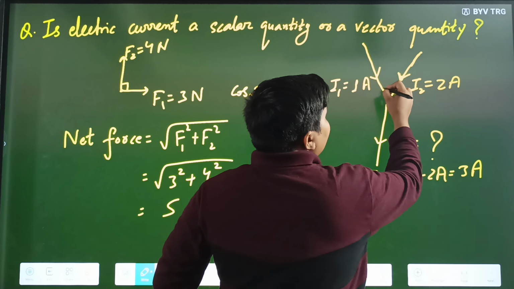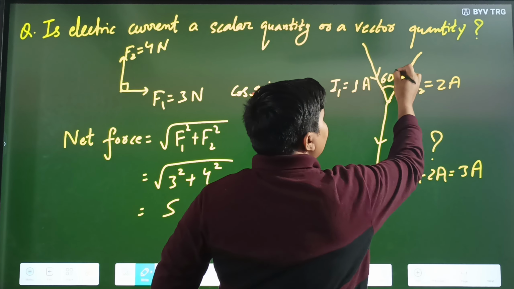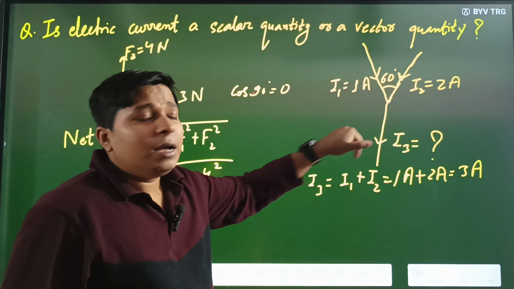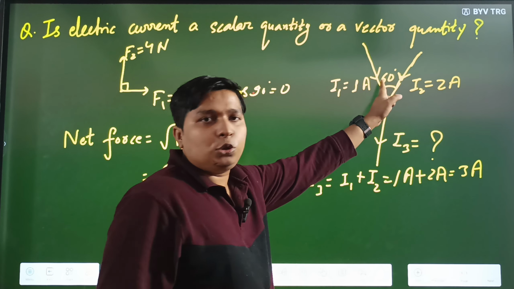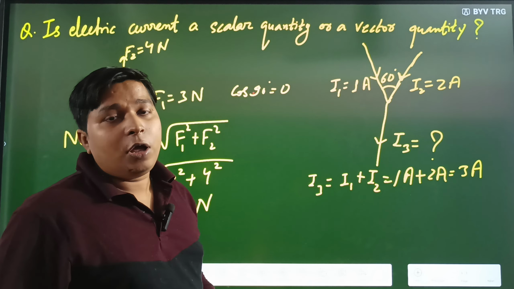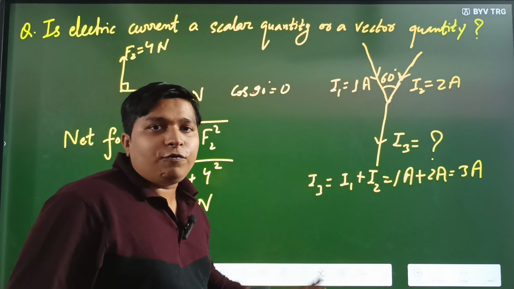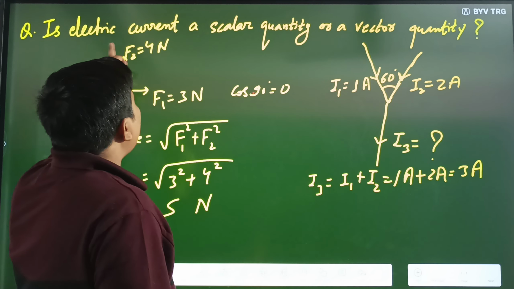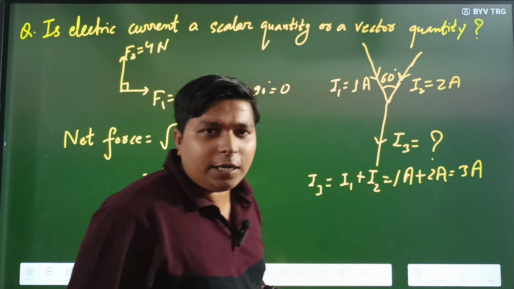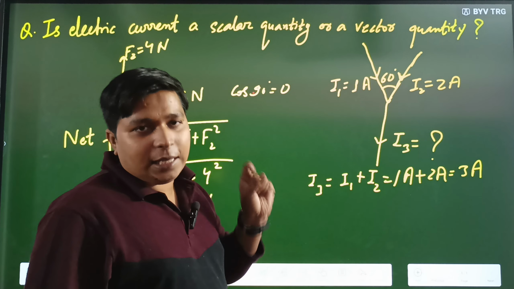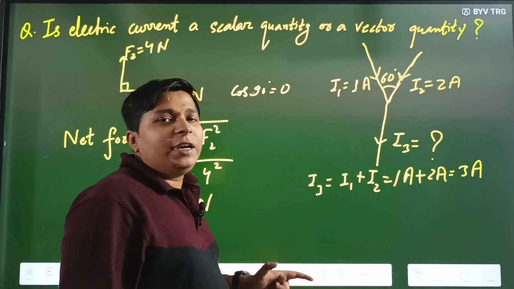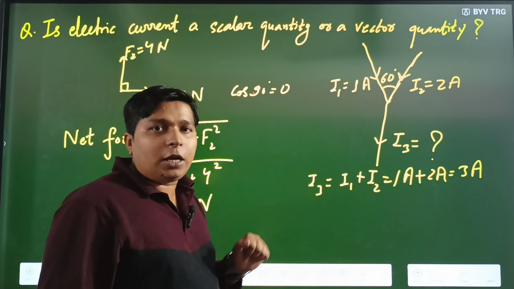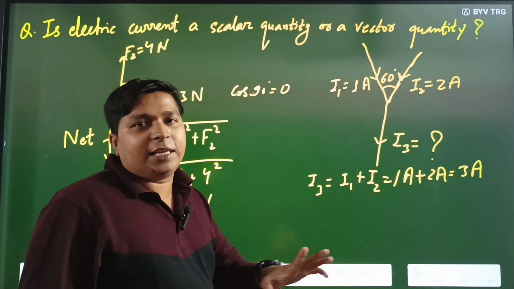Here, let's say the angle between these two wires is 60 degree. Will it matter, whatever may be the angle between these two wires? It doesn't matter at all, because electric current doesn't follow the vector law of addition. So once again, is electric current a scalar quantity or a vector quantity? Electric current is a scalar quantity, because even if it has magnitude and direction, it doesn't follow the vector laws of addition, it is a scalar quantity.